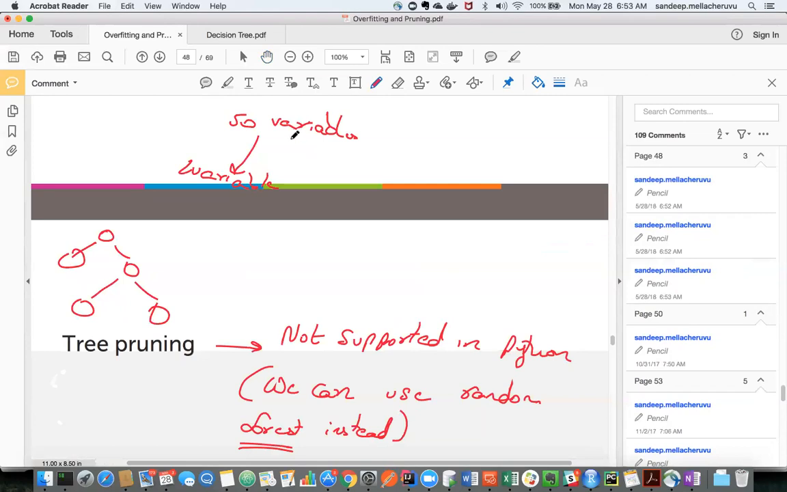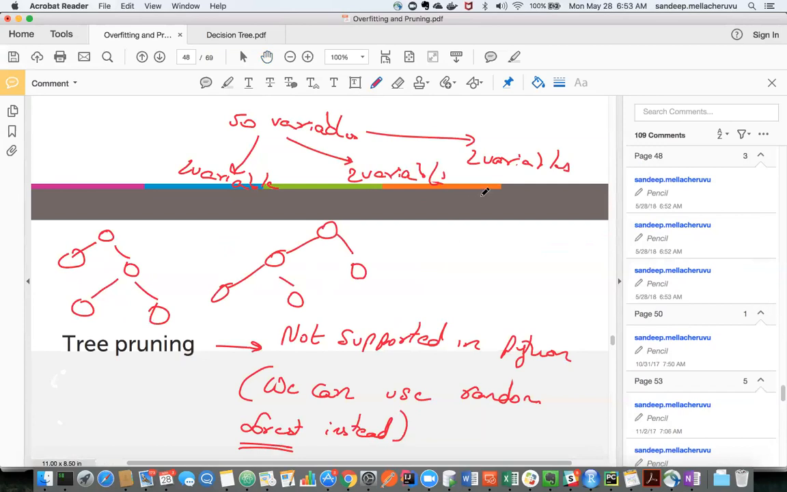Again, from these 50 variables, select another 2 variables and create another tree. Again, select another 2 variables and create another tree. Maybe this time the tree will be like this. Again, select another 2 variables, create another tree. How many times do you do this? Maybe thousands of times, or tens of thousands.